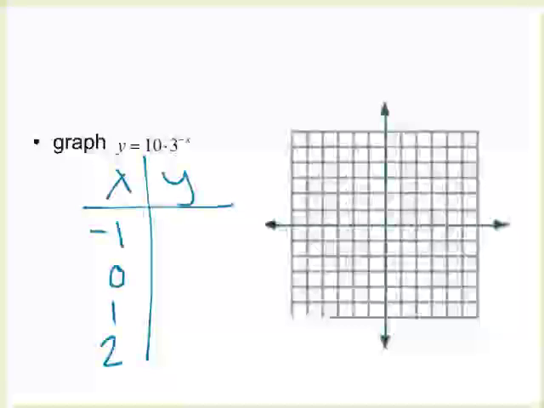We need to be careful plugging in values to this because there's already a negative with that x. When I plug in a negative 1, that's going to create a negative times a negative, which is really positive 1. So I get 30. When we plug in 0, we get the front multiplier of 10. When we plug in a positive 1, the equation already has the negative, so it's going to make a negative 1. So 10/3, or 3 1/3. And when we plug in 2, since there's already a negative there, that's going to give us a negative 2 power, which will give us 10/9, or 1 1/9.